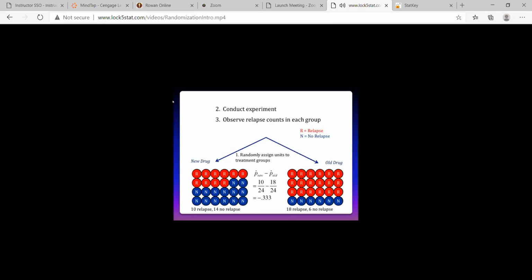The crucial question is: is this difference more extreme than we would expect to see just by random chance? Is it plausible that just randomly more relapsers happen to be assigned to the old drug group, or is there actually something going on with the drugs?